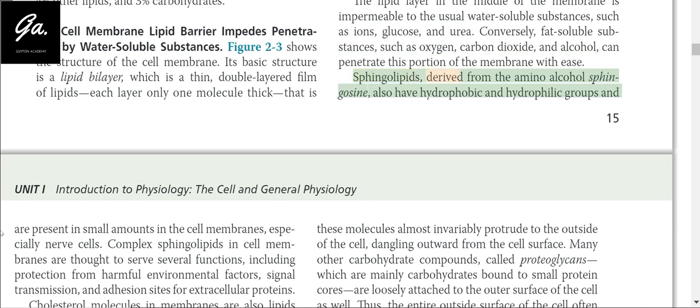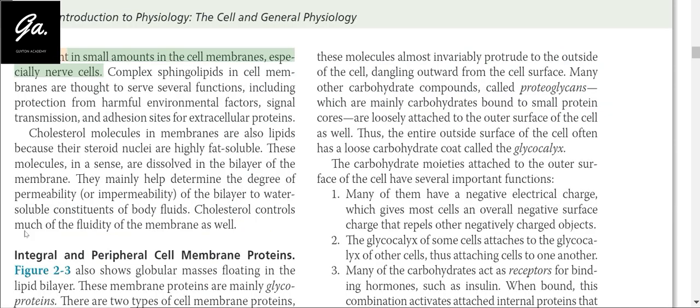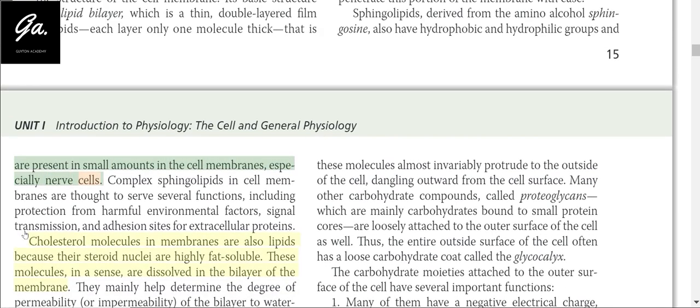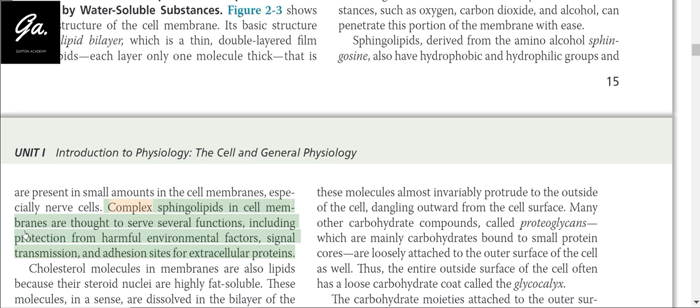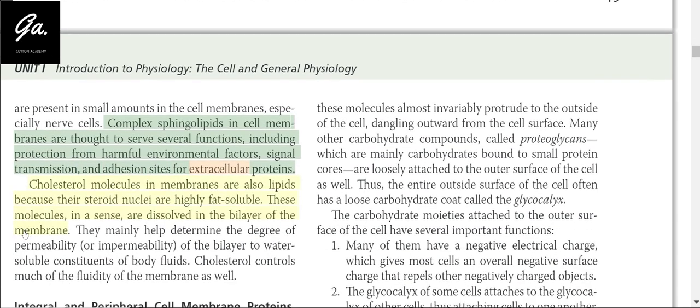Sphingolipids, derived from the amino alcohol sphingosine, also have hydrophobic and hydrophilic groups and are present in small amounts in the cell membranes, especially nerve cells. Complex sphingolipids in cell membranes are thought to serve several functions, including protection from harmful environmental factors, signal transmission, and adhesion sites for extracellular proteins.